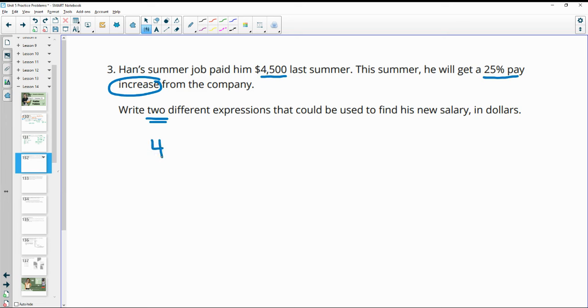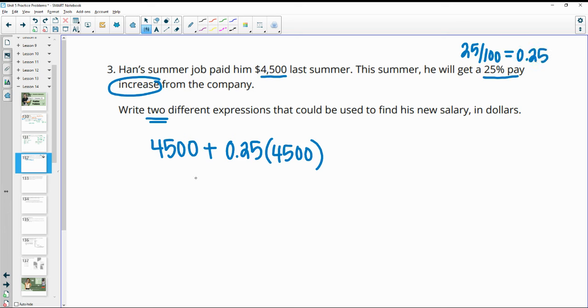So one is to look at it as you've got his initial salary that he had last summer, plus we want 25% of that. So 25% as a decimal is 0.25, and we want 25% of the 4,500. So we're going to have the initial 4,500 plus 25% of it. And remember, 25 divided by 100 gives you that decimal if you need help with that. So there would be one expression.